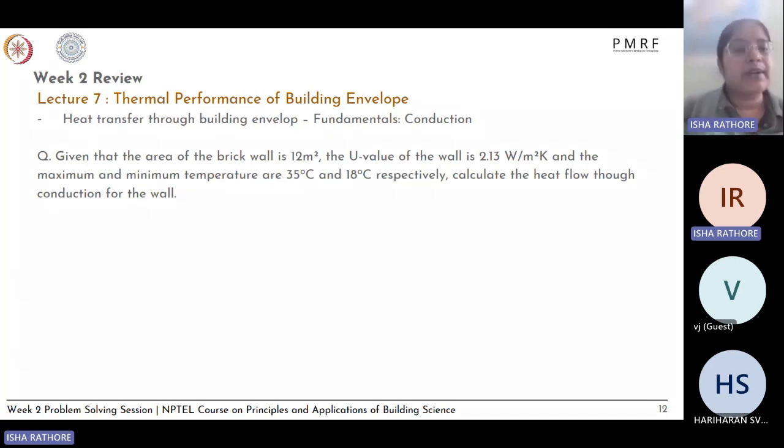I will give you some time to try to solve this. You just have to use that equation. Questions like this can be expected in the examination and in the assignments as well. So this will directly help you. I'm going to wait here for a few minutes so that you can solve this.